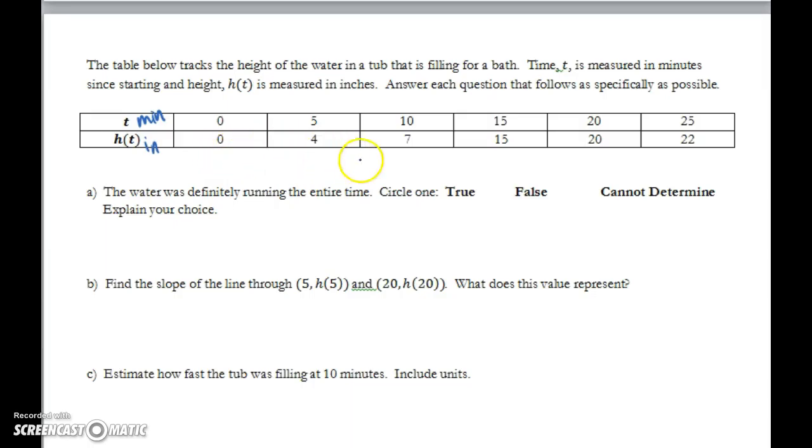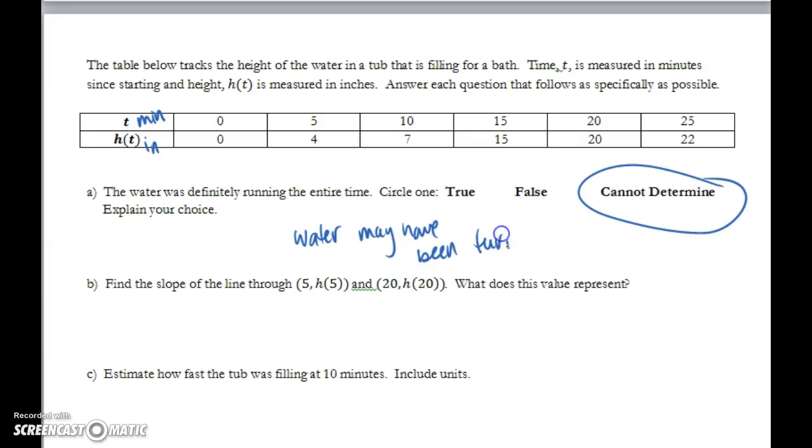Well, it looks like the height is continuing to increase, but someone could have turned off the water and then turned it back on. We don't know. We only know what's happening at different snapshots of the situation, not the whole continuous part of the situation. So we cannot determine because the water may have been turned off at some point, and then just turned back on.